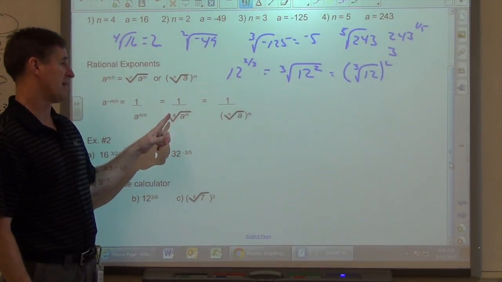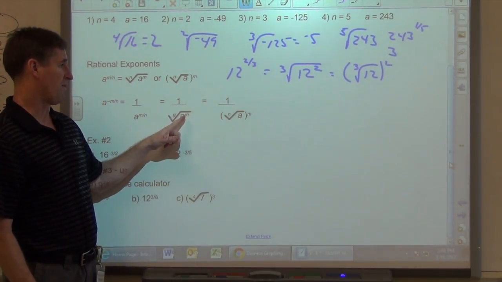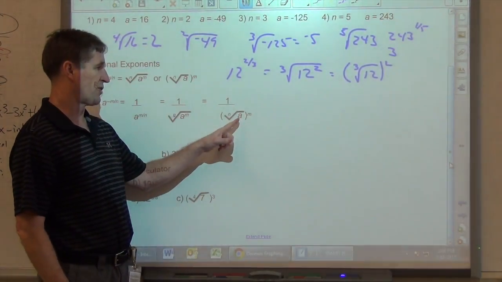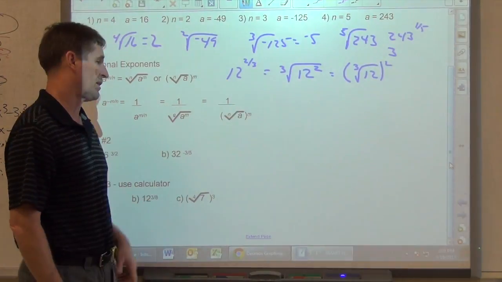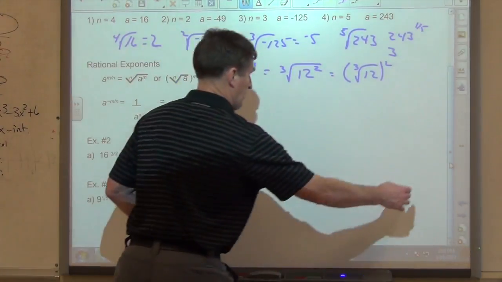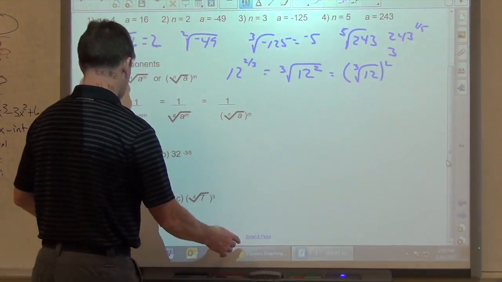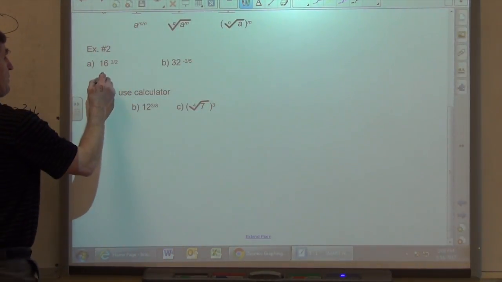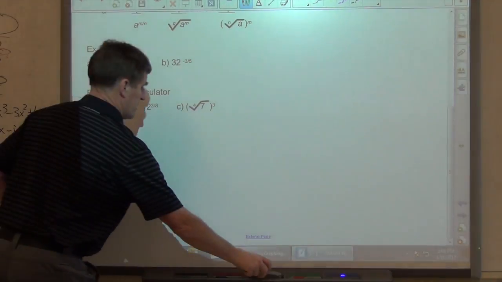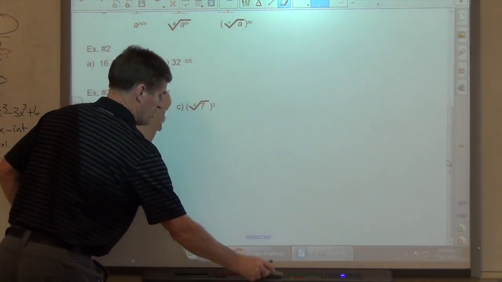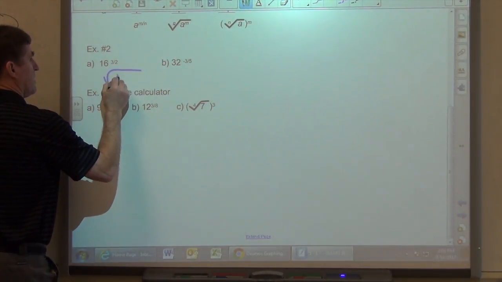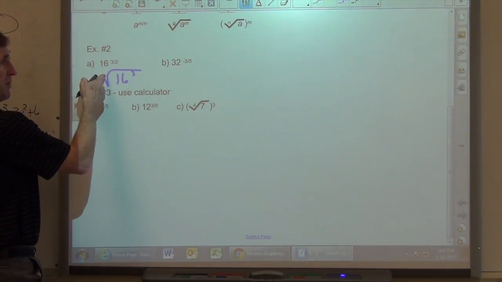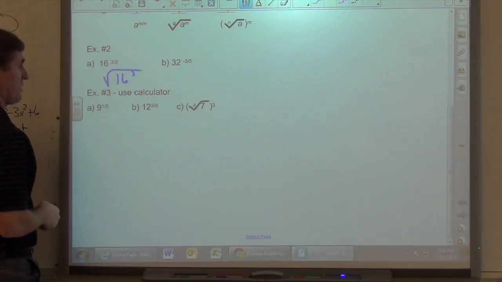It's just sometimes it's easier to square it first and then take the index, and sometimes it's easier to take the index first, the root, and then take the power. So as an example, if we look at 16 to the 3/2, the denominator is 2. You don't need to put a 2 because that's what the square root sign means.